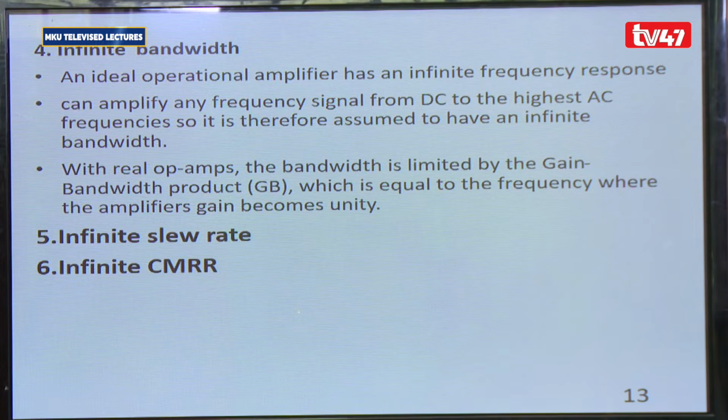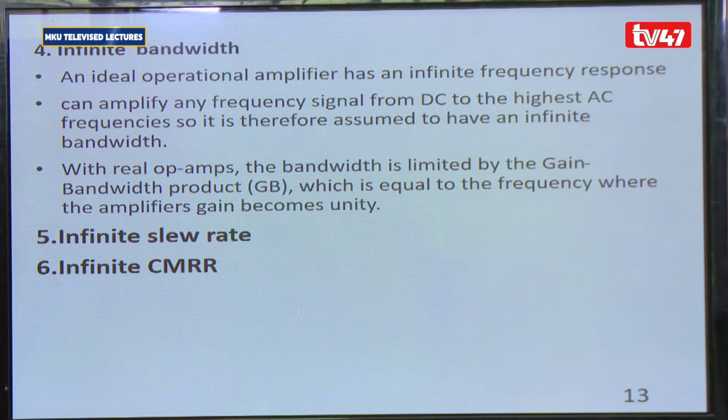Then we also have number 4. It's also another ideal characteristic. We say it has infinite bandwidth. Infinite bandwidth means that it can amplify any signals with any frequency appearing at the input. So we're saying that it has infinite frequency response.